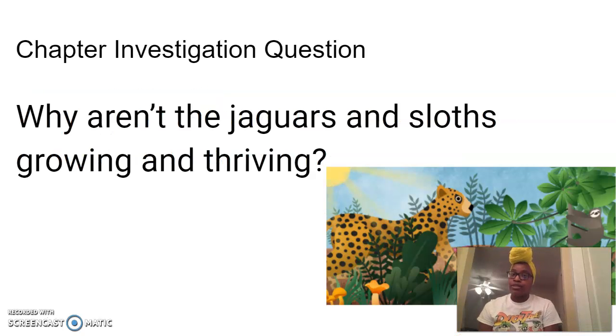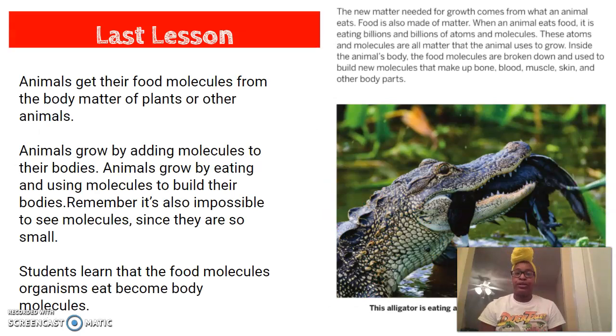So our chapter investigating question, which is what we're going to be answering the entire unit, is why aren't the jaguars and sloths growing and thriving? I wonder. So in our last lesson, these are some of the key points that we looked at.